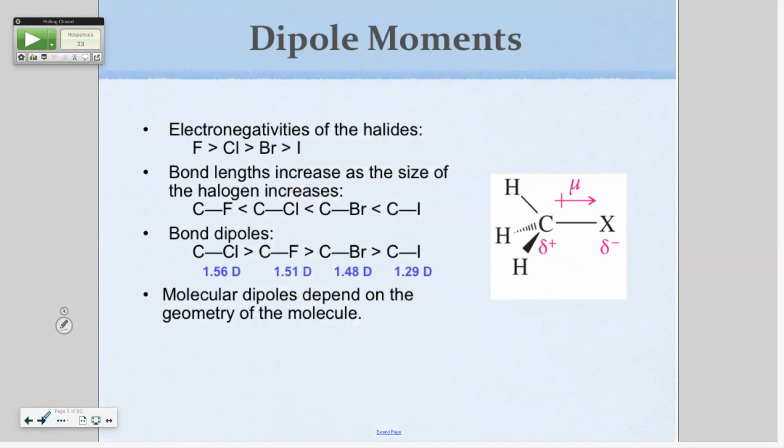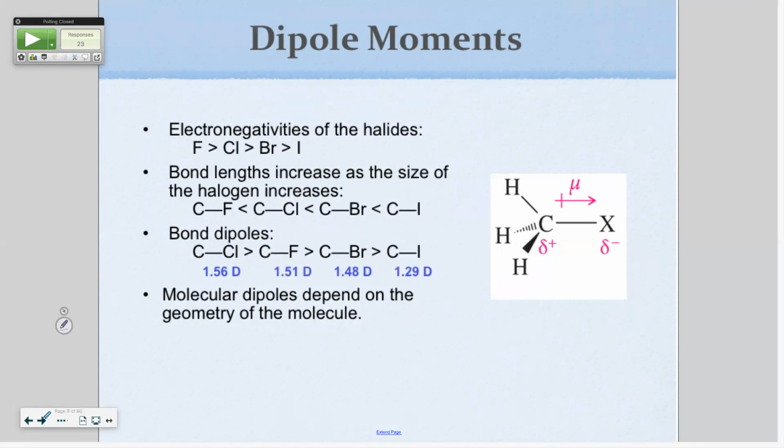Remember that fluorine is the most electronegative element. So the electronegativities of the halogens decrease as you go down. They increase to the fluorine, okay? The bond lengths increase as the size of the halogen increases. So a C-I bond is longer than a C-F bond. Does that make sense? Okay.